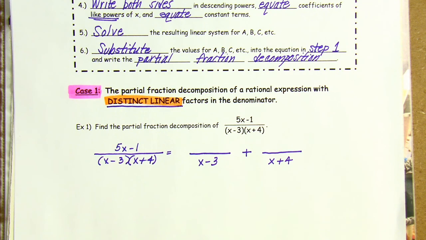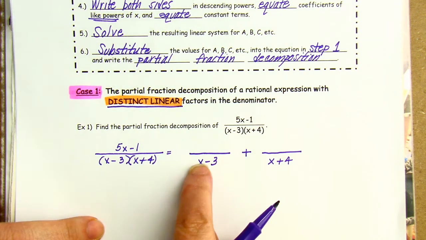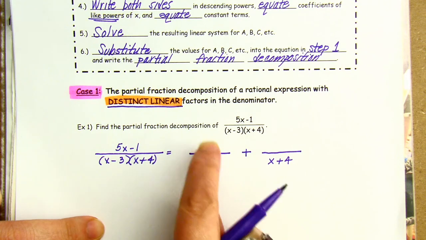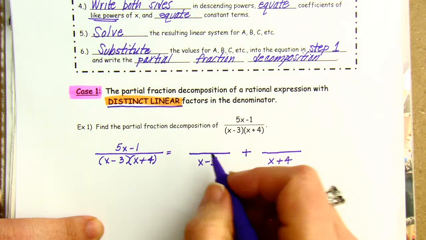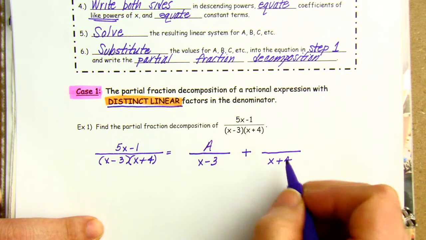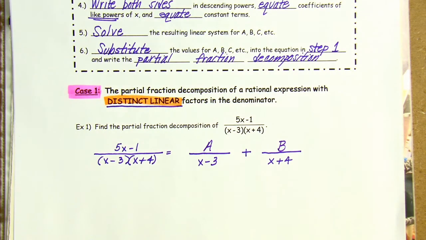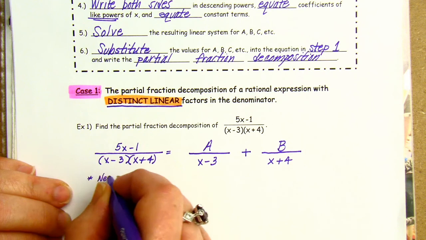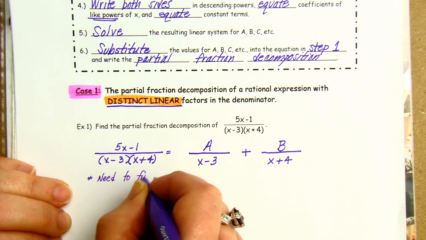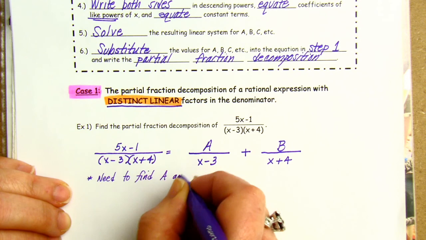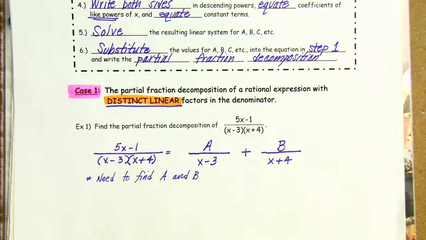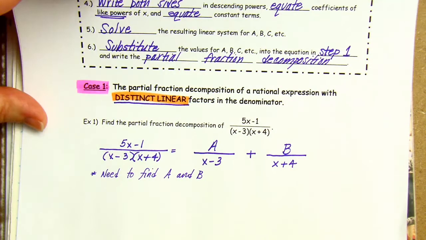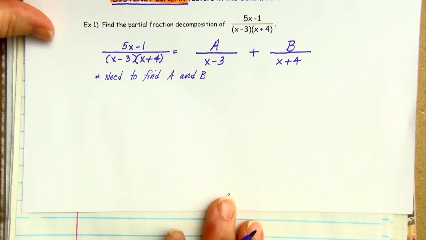We don't know what was up top, but because this power is 1, this has to be a constant. So we use A, and here we use B. We need to find A and B. All right, well, how do we do that? I'll have to write tinier because I'm going to run out of room.